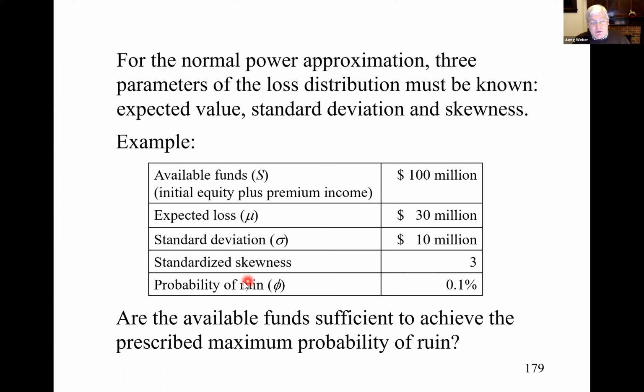Now let's assume we have an initial amount of capital of 100 million. The expected loss is 30 million, the standard deviation is 10 million, and the skewness is 3, and we would like to achieve a probability of ruin of 0.1% or less.